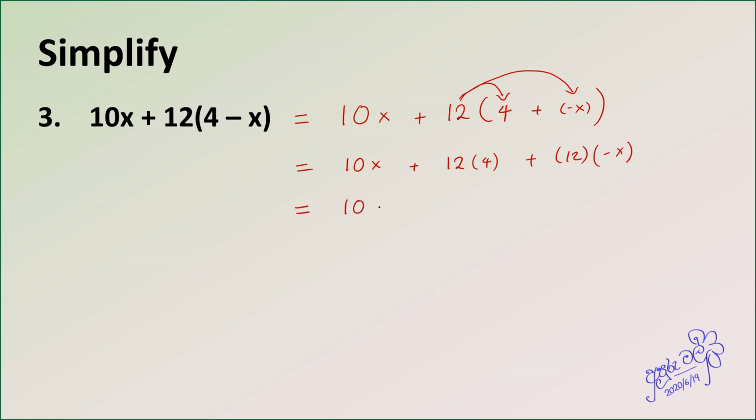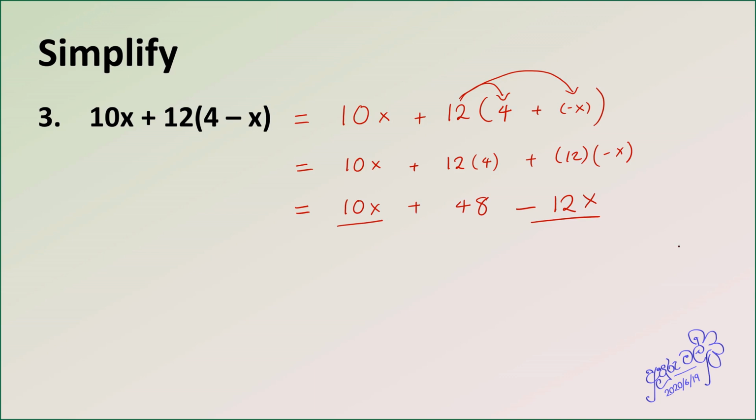Now we can rewrite them again. 10x comes as it is. 12 times 4 is 48. 12 times minus x, plus times minus is a minus. 12 times 1 is 12, and then just x. Once we came up to this point, we have to simplify this further, as we have like terms, 10x and minus 12x.